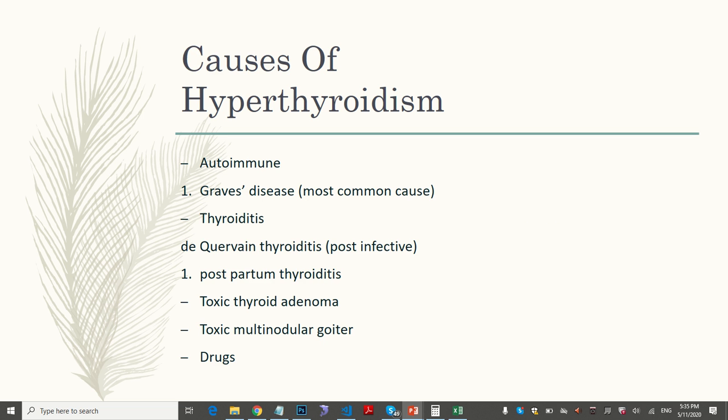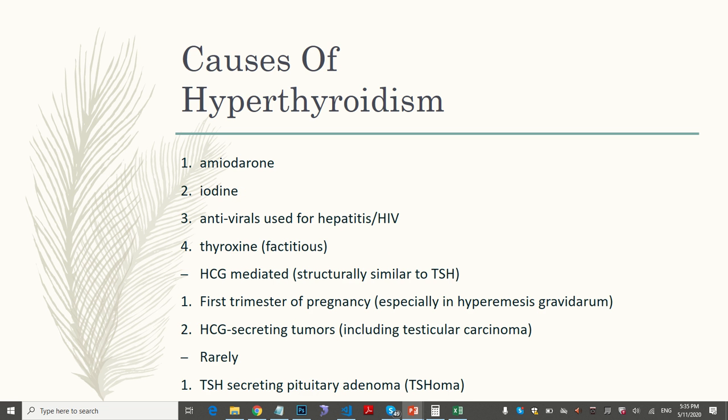Causes of hyperthyroidism are autoimmune. The most common cause is Graves' disease, then thyroiditis, de Quervain's thyroiditis, which is post-infective, postpartum thyroiditis, toxic thyroid adenoma, toxic multinodular goiter, and drugs: amiodarone, iodine, antivirals used for hepatitis and HIV, and thyroxine.